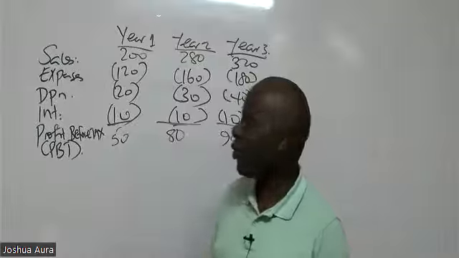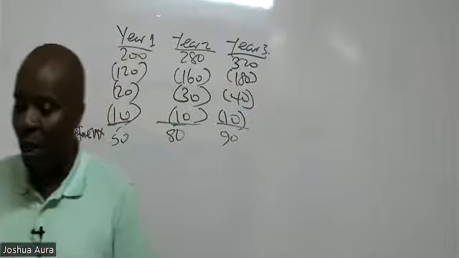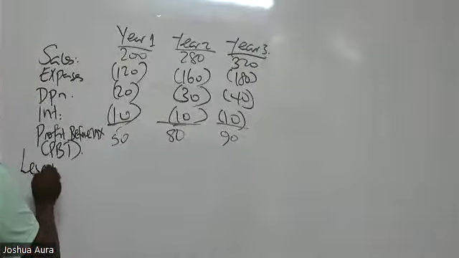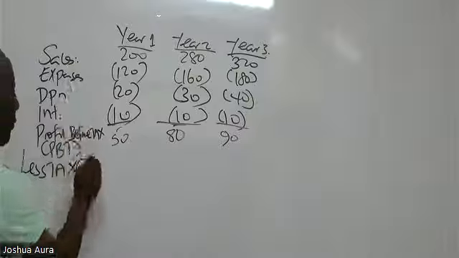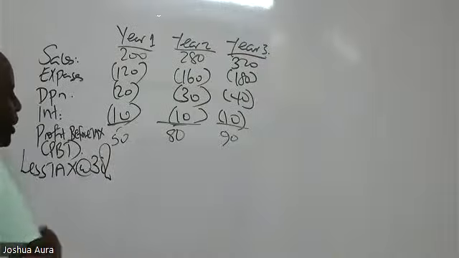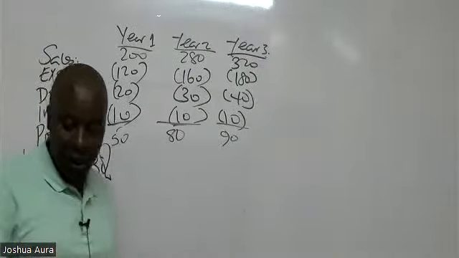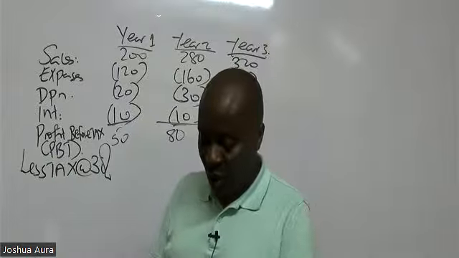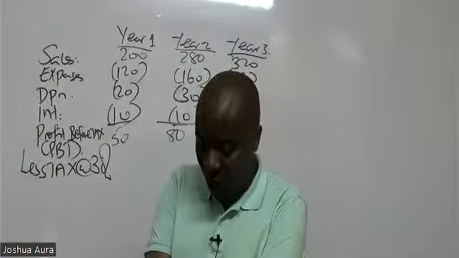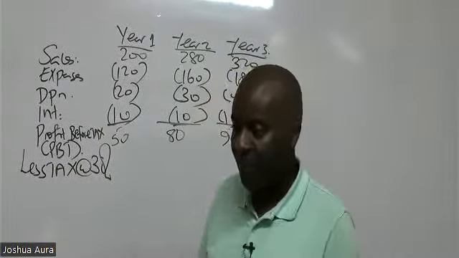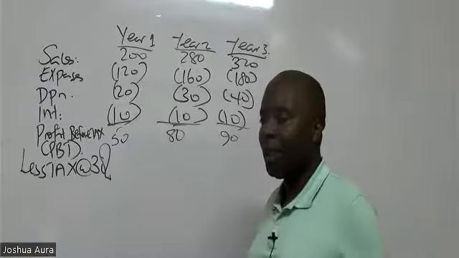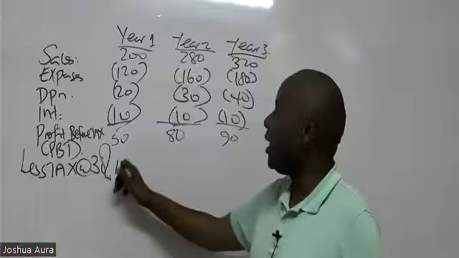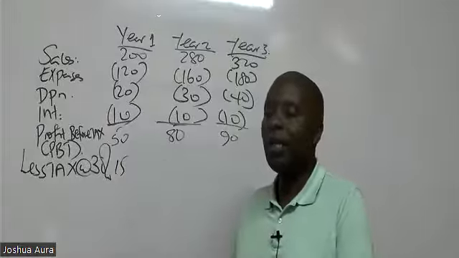Once we get profit before tax, we shall go ahead right away and less tax. Have they given us the rate of tax? Oh, yes. They have told us tax is 30%. So could you kindly subtract and give me 30% of this figure? 30% of 50 gives me 15. 30% of 80.